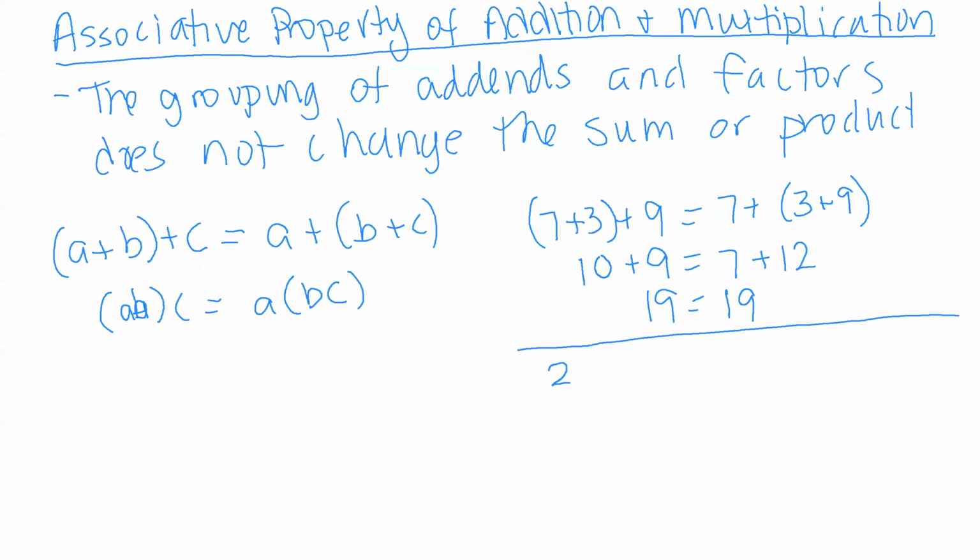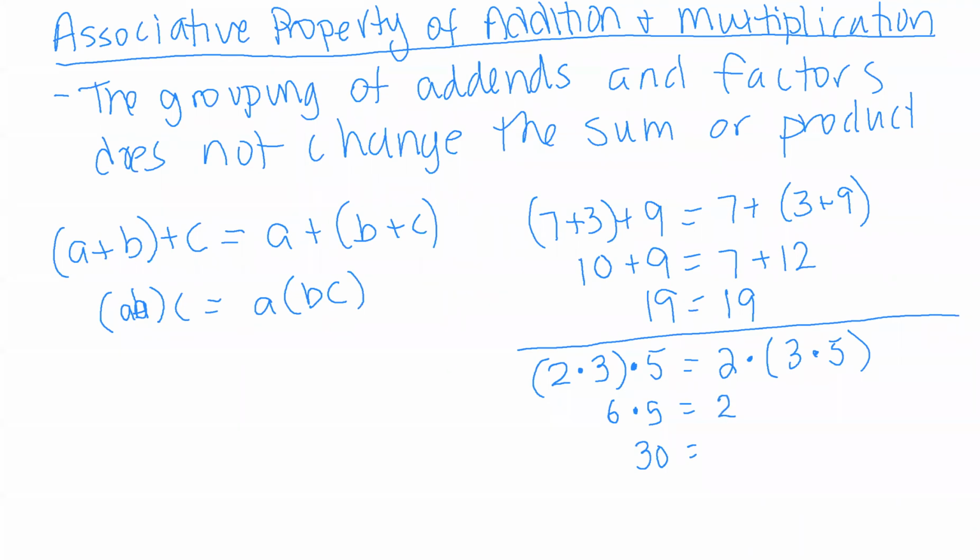So let's say I have (2 times 3) times 5, and then hopefully that equals 2 times (3 times 5). Again, pay close attention to where the parentheses are. On the left, 2 and 3 are in parentheses, so I multiply that first. I get 6 times 5, and we know that 6 times 5 is 30. On the right, I've got 3 times 5, which is 15.